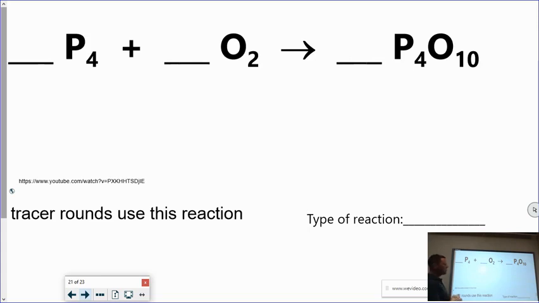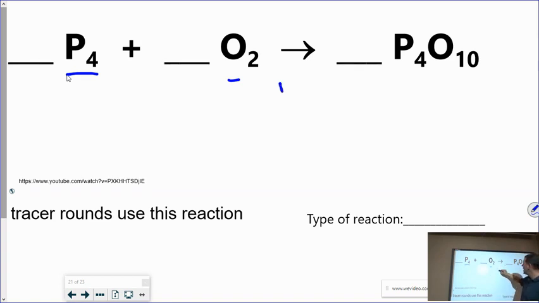So here's our last reaction that we're going to work on today. This is what you see when tracer rounds, if you've ever watched any kind of military shows and you've seen them shoot and you see this kind of like flare, kind of streaky color come out of the guns. This would be where the phosphorus in the bullet comes in contact with the oxygen and gives off a bright flash, and you can kind of trace where your bullets are going then.